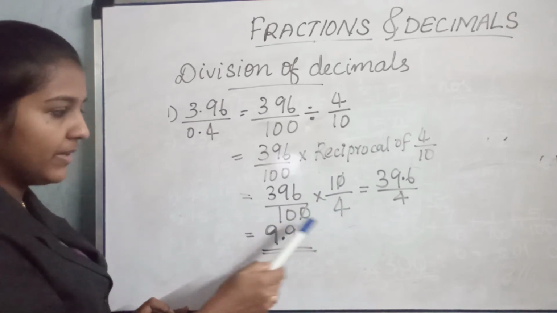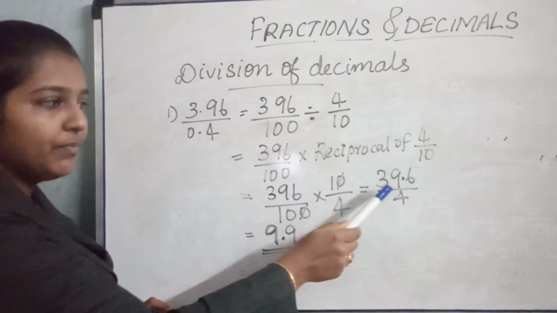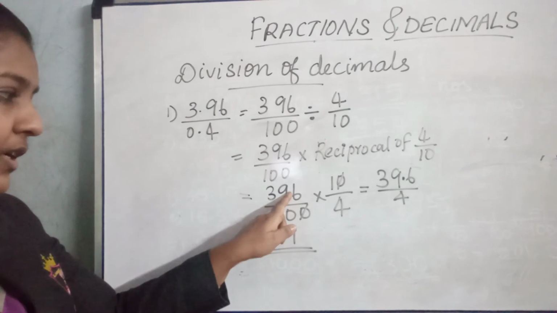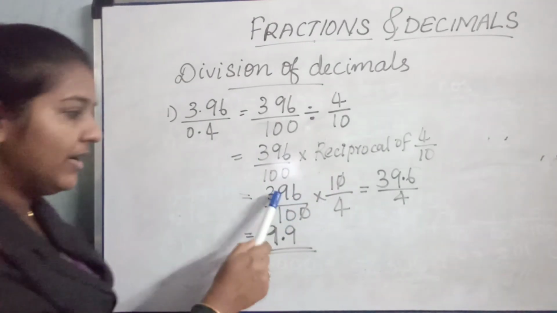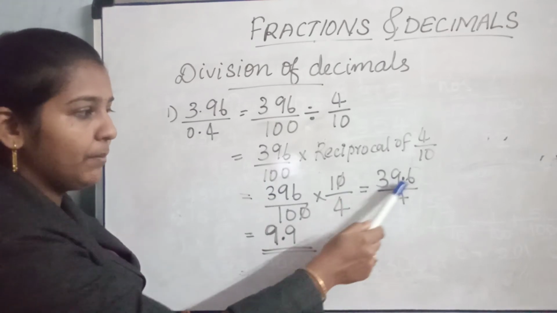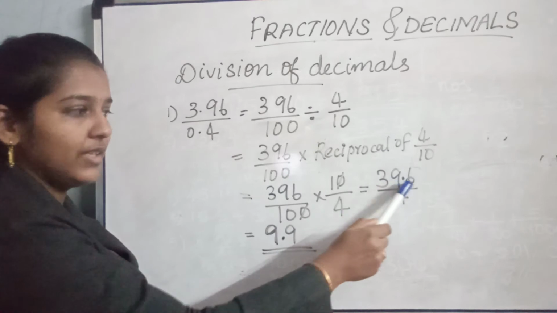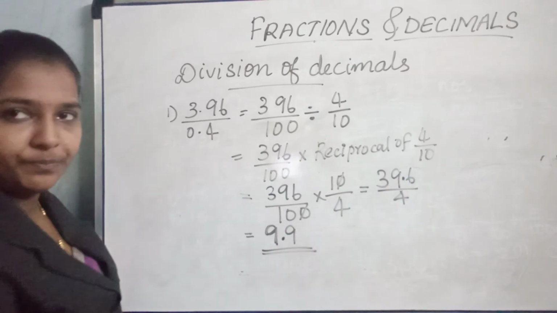So here you can multiply it with this, and 396 by 10 is 39.6, isn't it? You can put the point after one place. After one place from the right side you can put a point. That is 39.6 is this one. This fraction we can write as 39.6 and then we can divide it by 4.